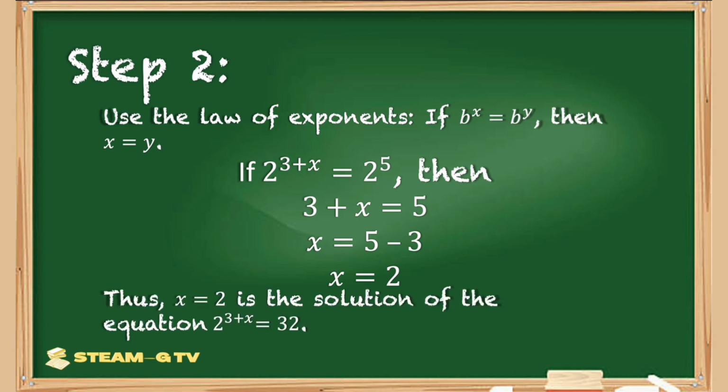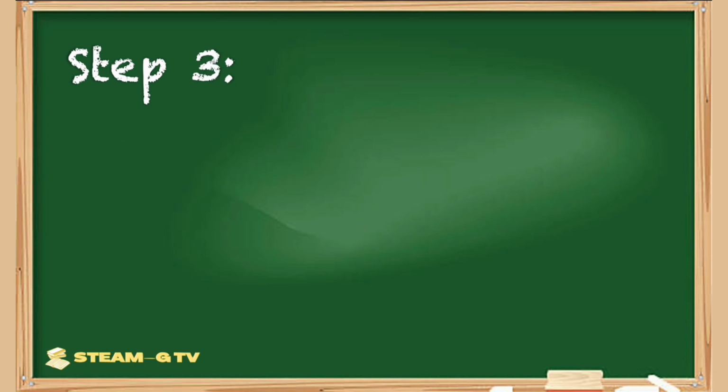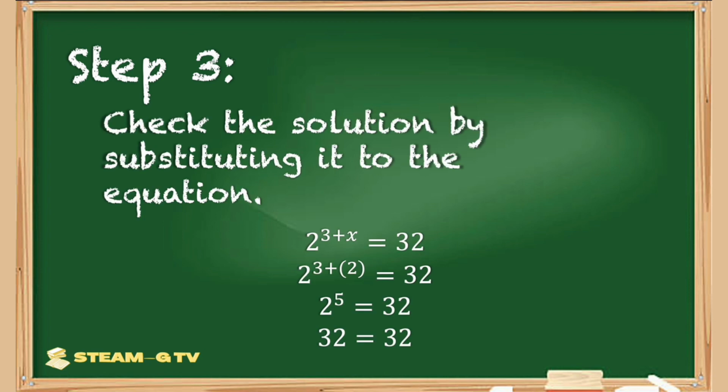Thus, x equals 2 is a solution to our equation 2 raised to the power of 3 plus x equals 32. For the last step, check the solution by substituting it to the equation. So we have the original equation 2 raised to the power of 3 plus x equals 32, where according to our answer, x equals 2. So let us substitute the value of x to the equation.